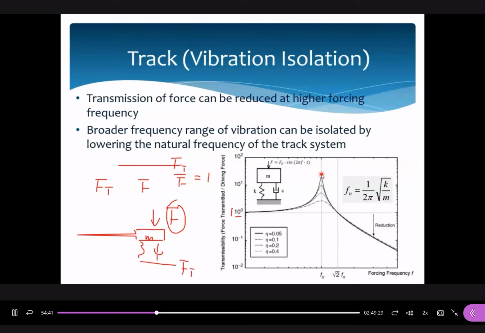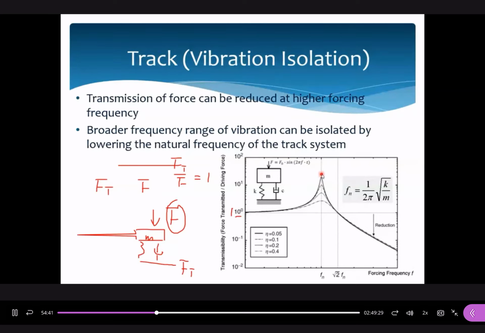I repeat again. When you refer to this figure, we just simplify the scenario like this. We have a mass, and you may refer to this figure. This is the external force, and we have Ft. Ft is the transmitted force, and the driving force we refer to as F.